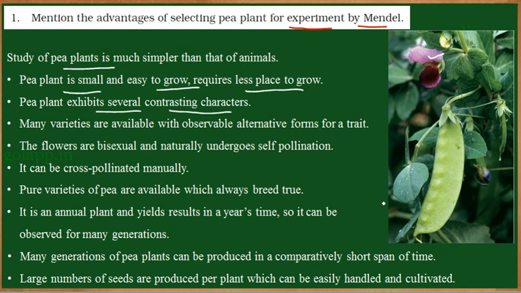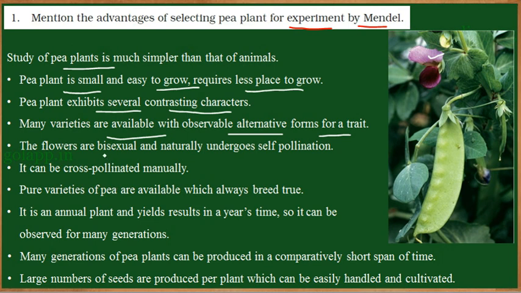Likewise, there are several contrasting characters in a pea plant. Many varieties are available with observable alternative forms for a trait. Now this is which represents two contrasting characters. Out of those 7 contrasting characters which can be observed, those 7 characters were selected by the Mendel.